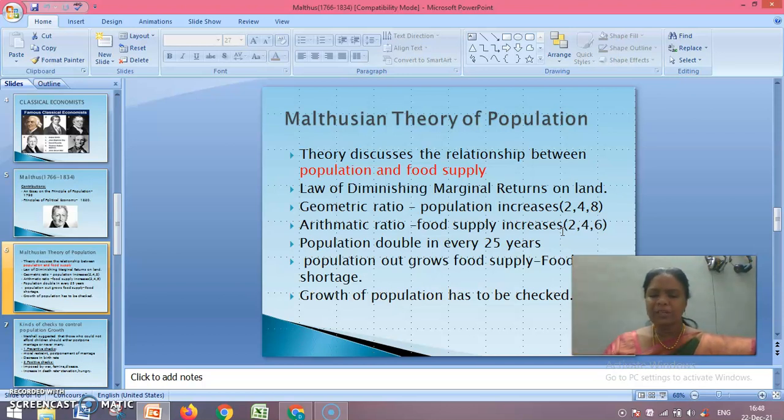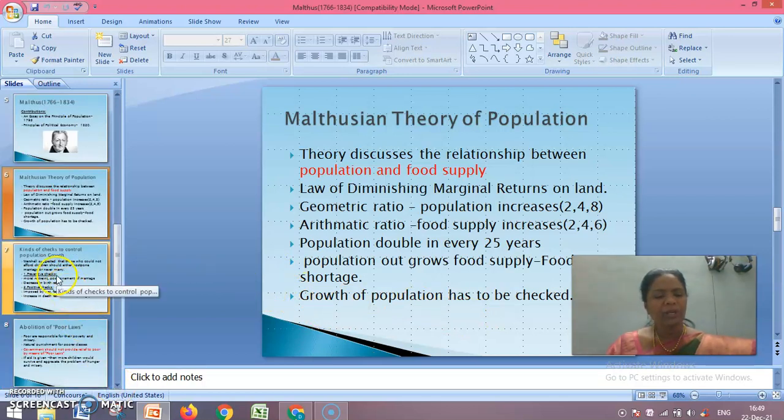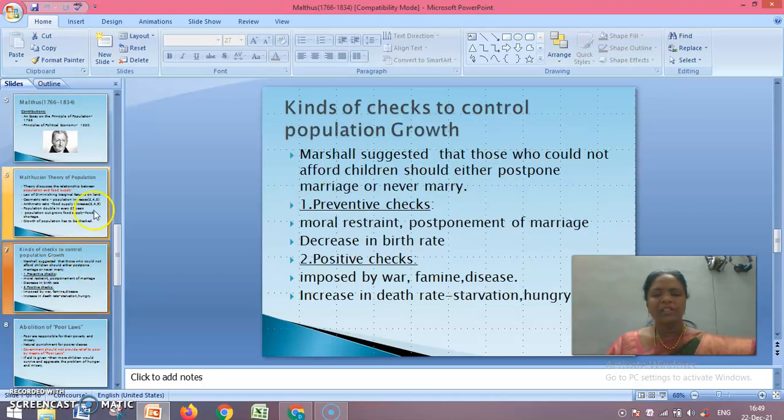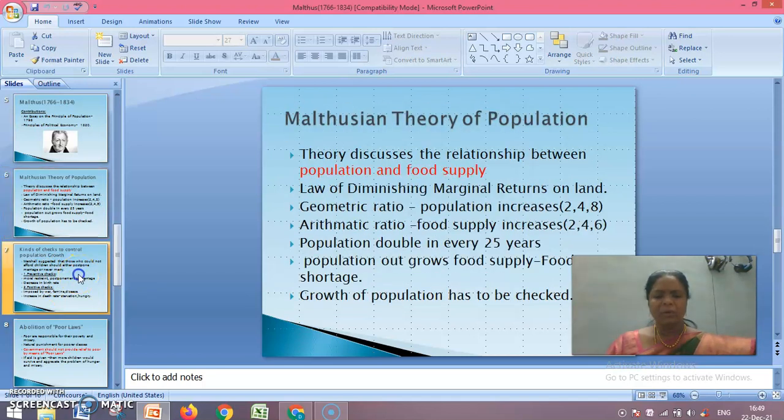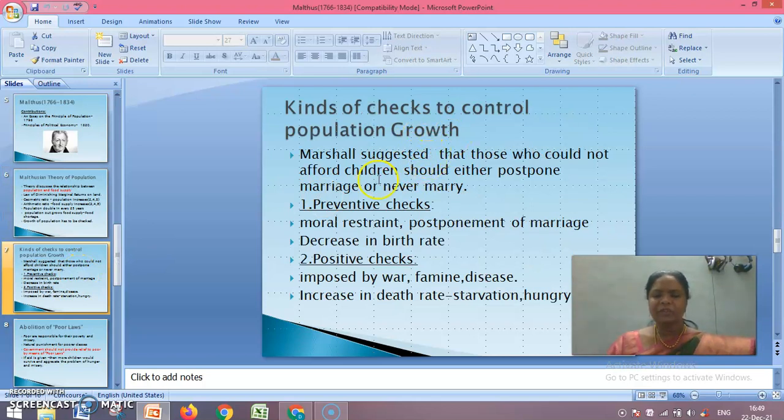He is also of the view that population doubles every 25 years. So in 25 years, if it continues like that, he says the population will outgrow the food supply, and there will be a severe food shortage. So he is of the view that immediately we have to check the growth of the population. He talks about various kinds of checks to control population growth, and he suggests two checks. One is a preventive check and another one is a positive check.